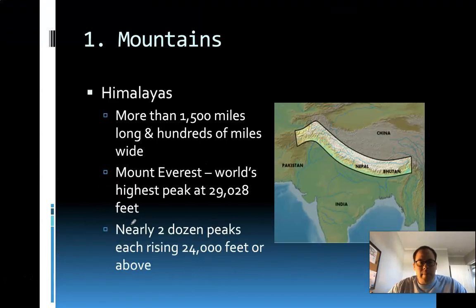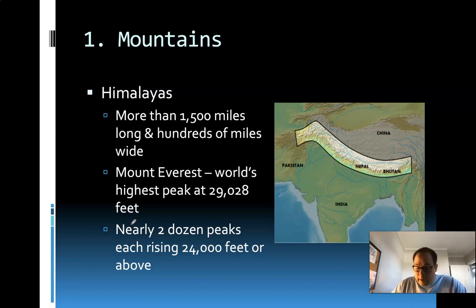Here we go. So if we're looking at South Asia, we're looking at this region here: Pakistan, India, Bhutan, Nepal, all of those. The mountain ranges that are in there. The Himalayas is a major mountain range. It's more than 1,500 miles long and hundreds of miles wide. Mount Everest, or the world's highest peak, is in this mountain range, and its peak is at 29,000 feet. But there's nearly 24 peaks, each rising around 24,000 feet or above.